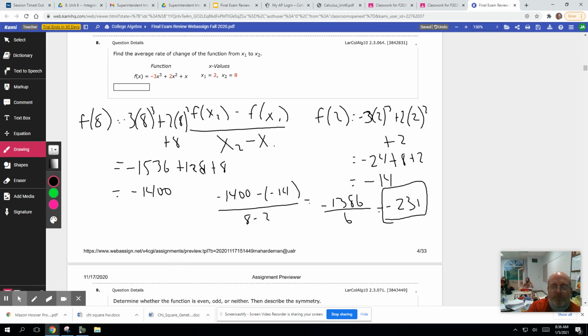But when we do these kinds of problems, we need to find f(x2) and f(x1), and then the average rate of change is just the slope of the line between those 2 points. So negative 231 is our answer here.